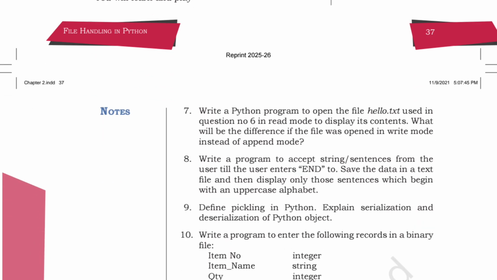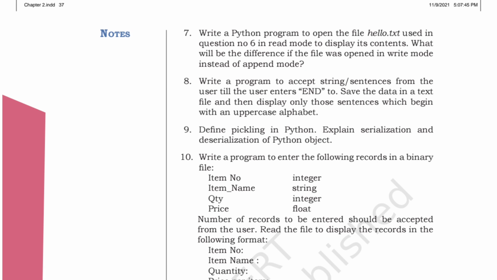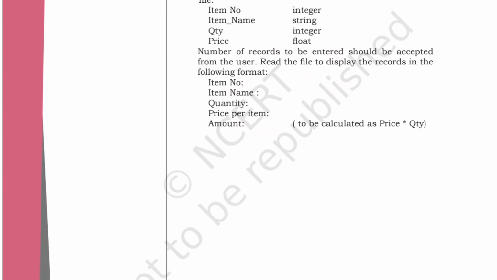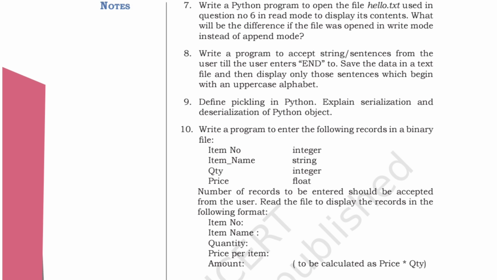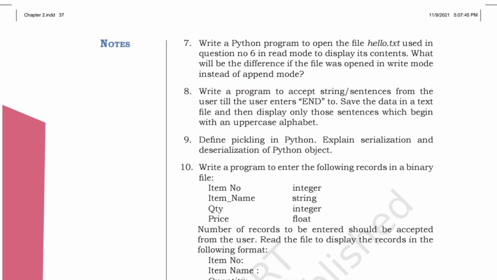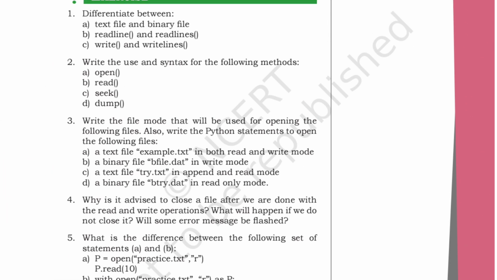This is the Python program. You have to write hello.txt, using question number 6, in read mode to display its contents. What will be the difference if the file was opened in write mode instead of append mode? That you have to read the questions and then solve by yourself. Okay, and if you have any doubt, you can ask me. You can ask me these questions, I'll solve these examples and then let you know the answers. Okay.